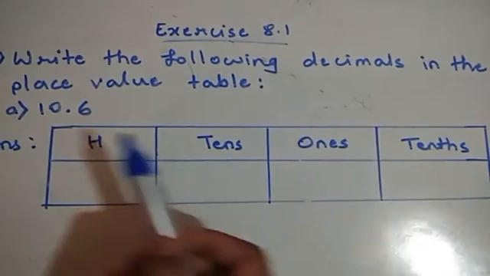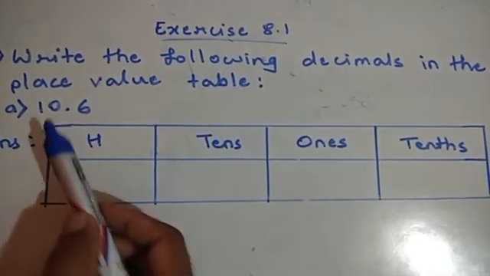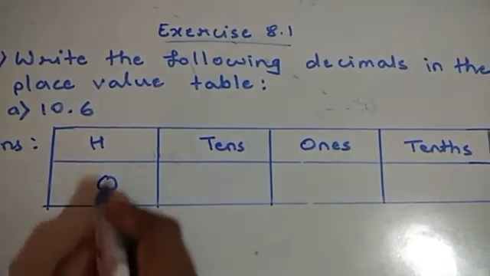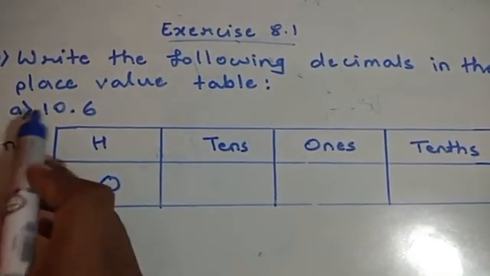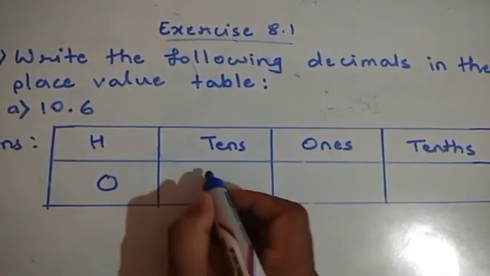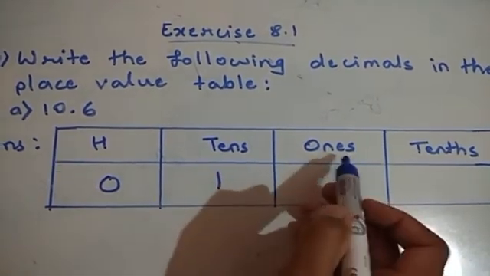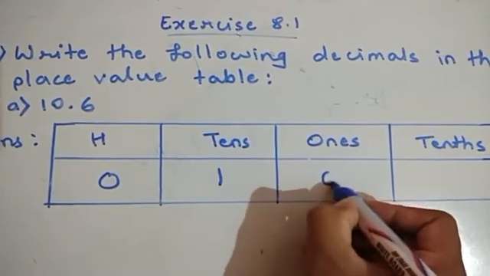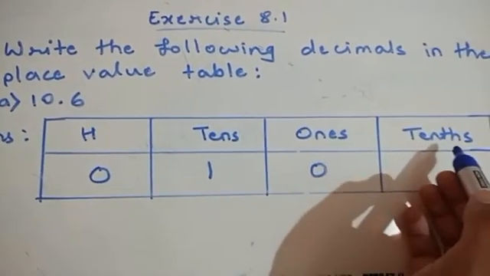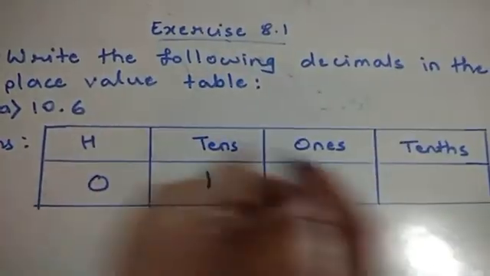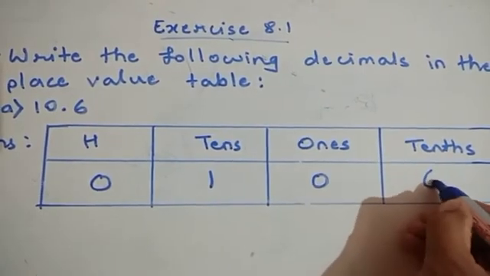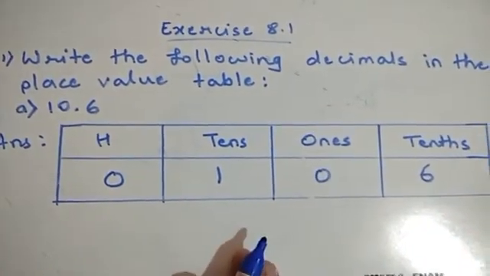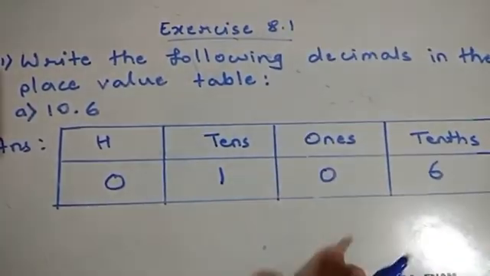Now this 10.6 we are going to write here. See students, how many hundreds do we have in this number? We don't have any 100, right? Therefore here 0 will come. How many tens do we have in this? 1 ten we have, right? Therefore 1 will come. As well as how many ones do we have? 0 ones we have. So write here 0. And how many tenths do we have? 6 tenths we have, right? I hope you understood this, how to write a decimal number in the place value table.